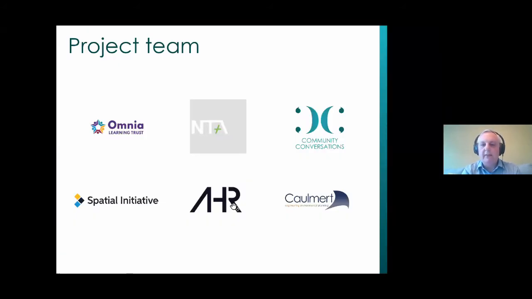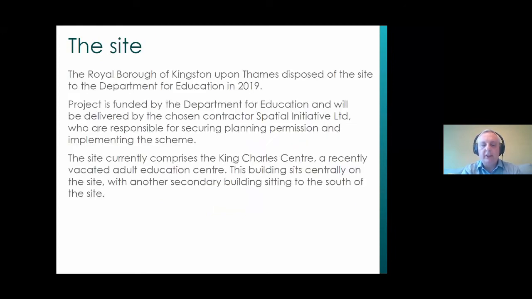Okay. So colleagues have introduced themselves as members of the project team and the organisations we're from. And just a bit of background about the site. As we've said, the Royal Borough of Kingston upon Thames disposed of the site in 2019. The project is funded by the Department for Education, and as we've said, is going to be delivered by the chosen contractor, the Spatial Initiative. They're responsible for securing the planning permission and implementing any future scheme. The site currently comprises the two buildings that were the King Charles Centre, which has now been vacated. The main building currently sits centrally on the site with another building sitting to the south.